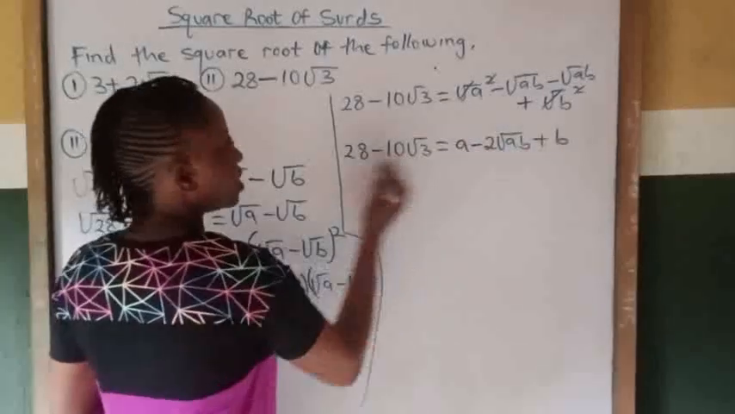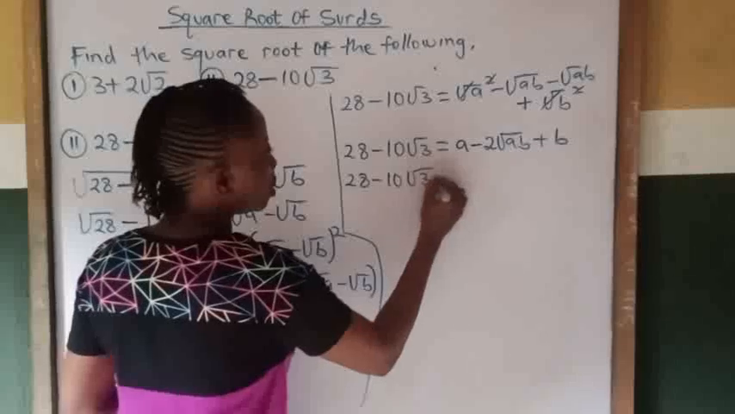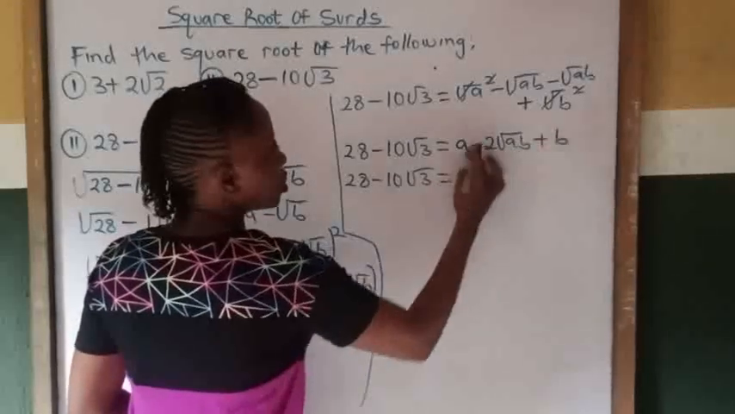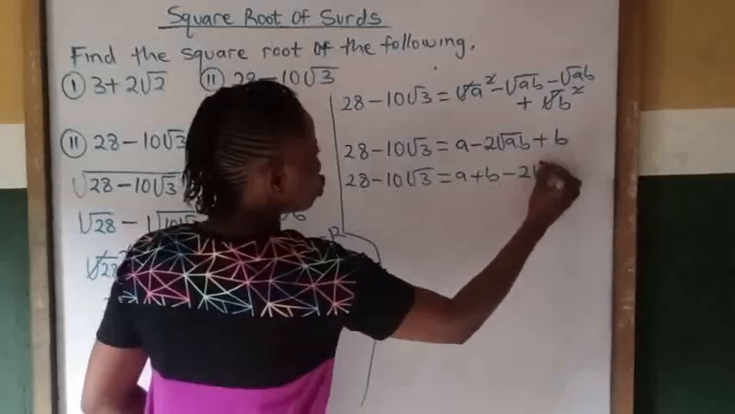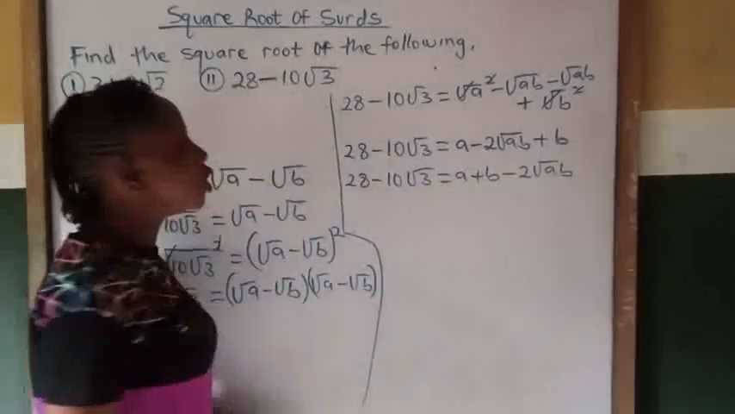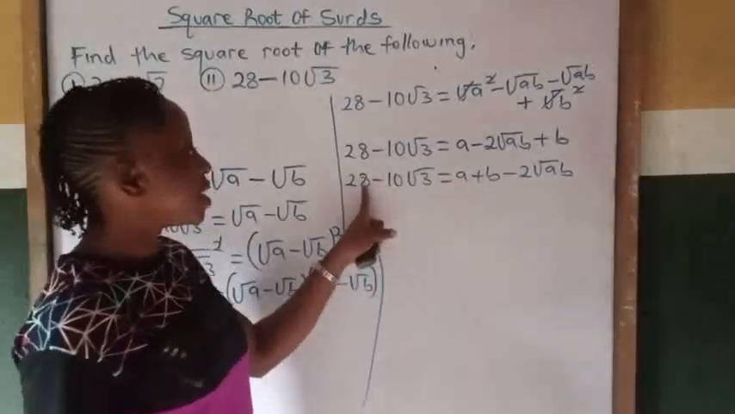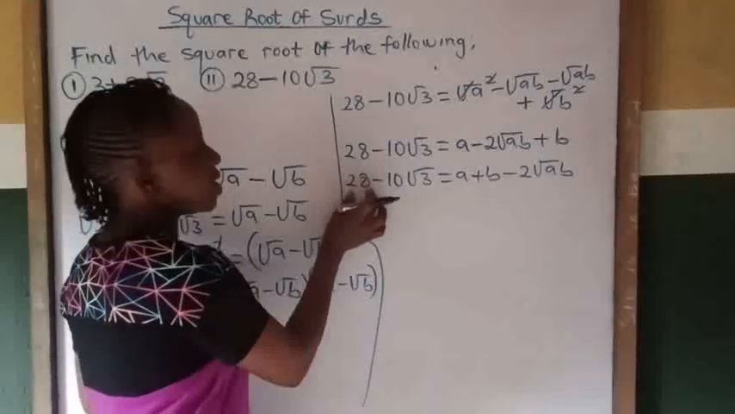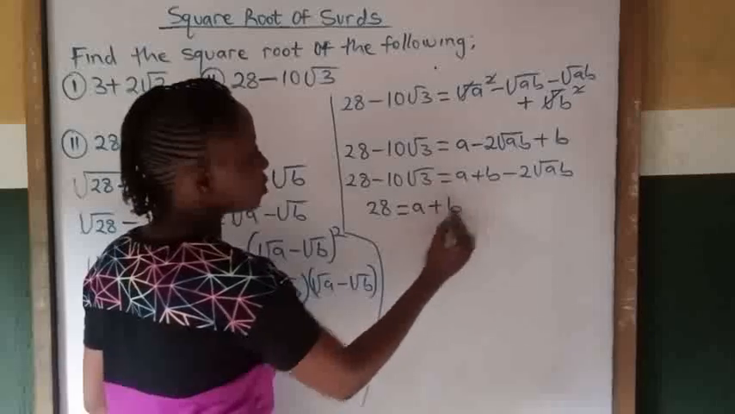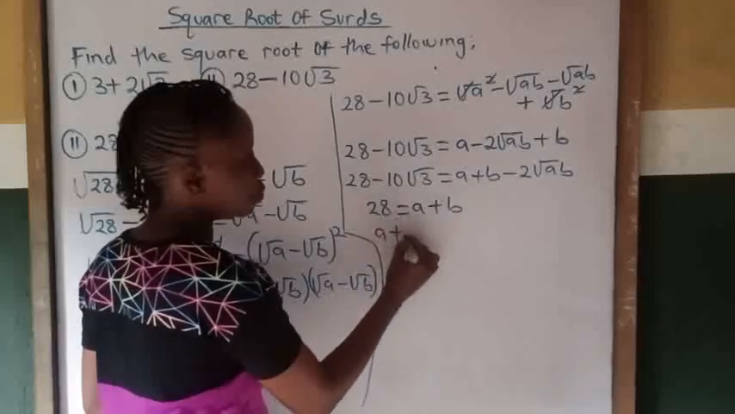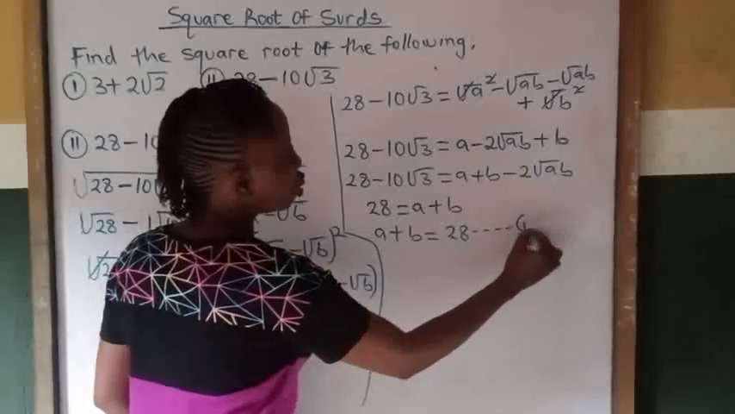Now let's collect the like terms. 28 minus 10 root 3 equal to, bring all numbers together, that's a plus b, then minus 2 root ab. So we are going to equalize all numbers at both sides. So our whole number here is 28. That will be 28 equal to a plus b. So therefore a plus b equal to 28. So we call it equation 1.